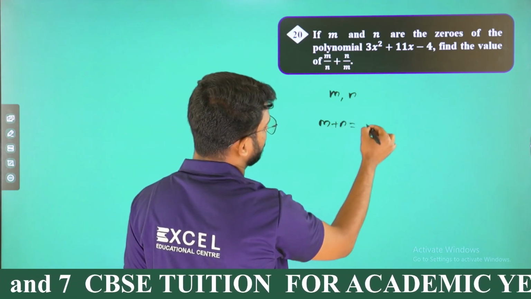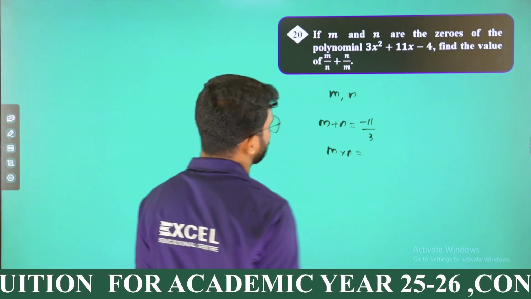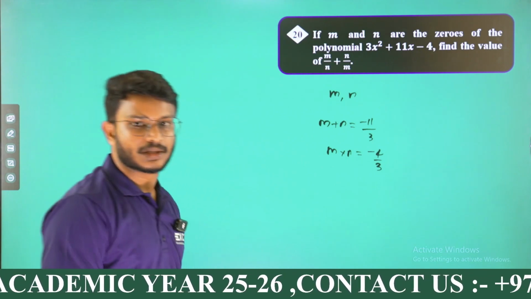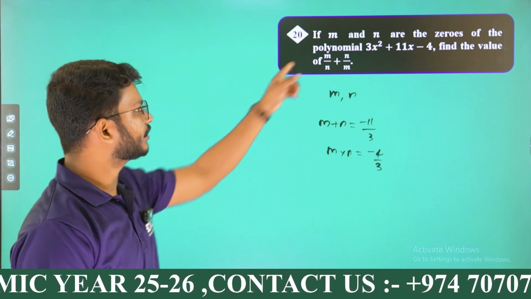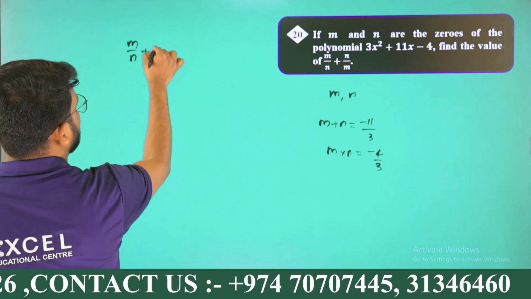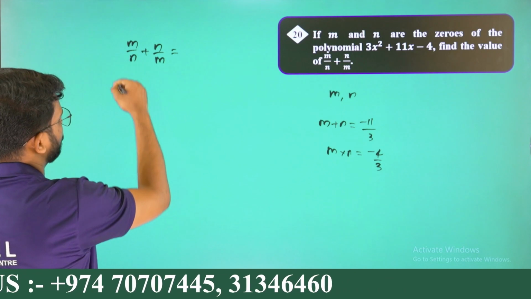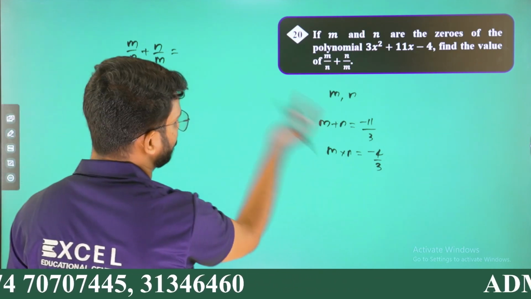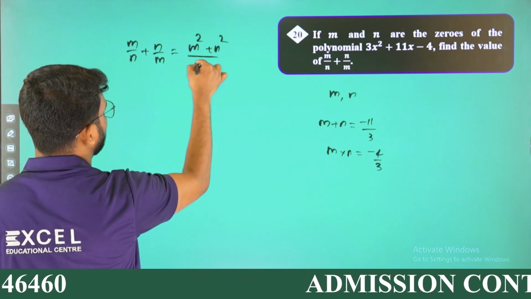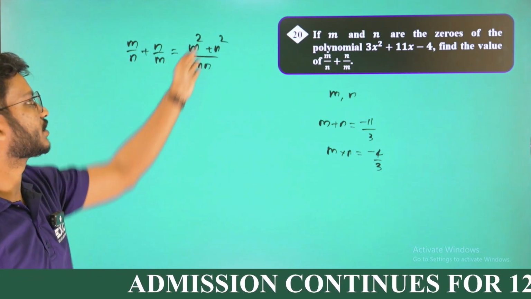It's equal to minus b by a. So minus 11 by 3. Then m into n, c by a, negative 4 by 3. Okay? Then what we have to find here? We have to find m by n plus n by m. So we can cross multiply and find this form to substitute. So m square plus n square by mn, right? When we cross multiply the required value, it becomes m square plus n square by mn.